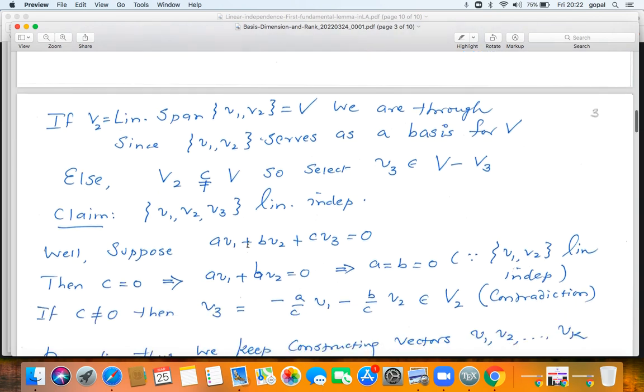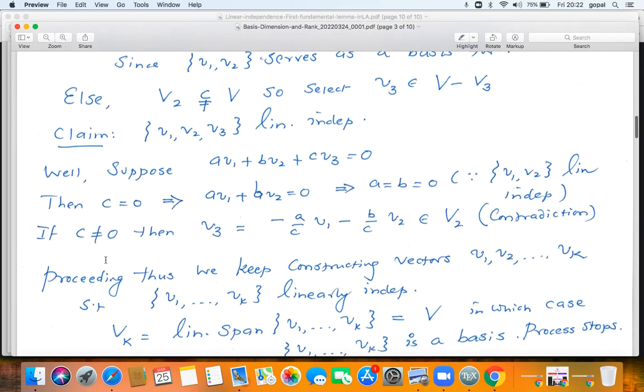Let us check that they're linearly independent. Suppose A V1 plus B V2 plus C V3 is 0. Then if C happens to be 0, then we get A V1 plus B V2 is 0. But V1, V2 are already linearly independent. So compulsorily A must be 0 and B must be 0. So all three are 0.